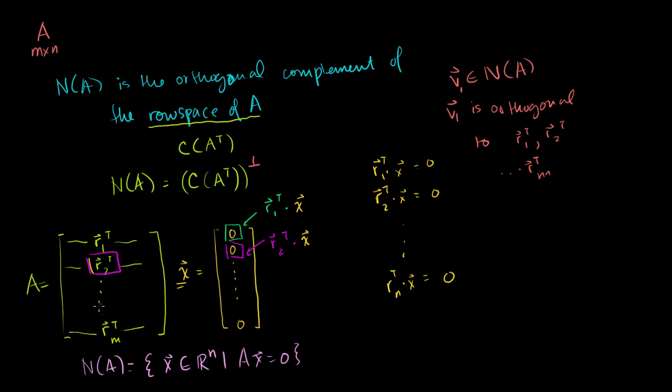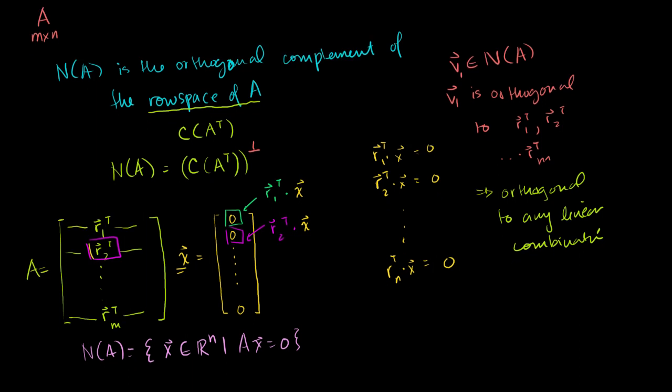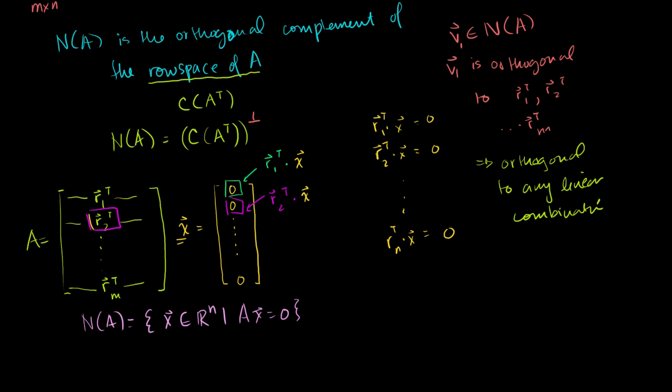Well, if you're orthogonal to all of these rows in your matrix, you're also orthogonal to any linear combination of them. Right? You're also orthogonal to any linear combination. I mean, you can imagine, let's say that we have some vector that is a linear combination of these guys right here.